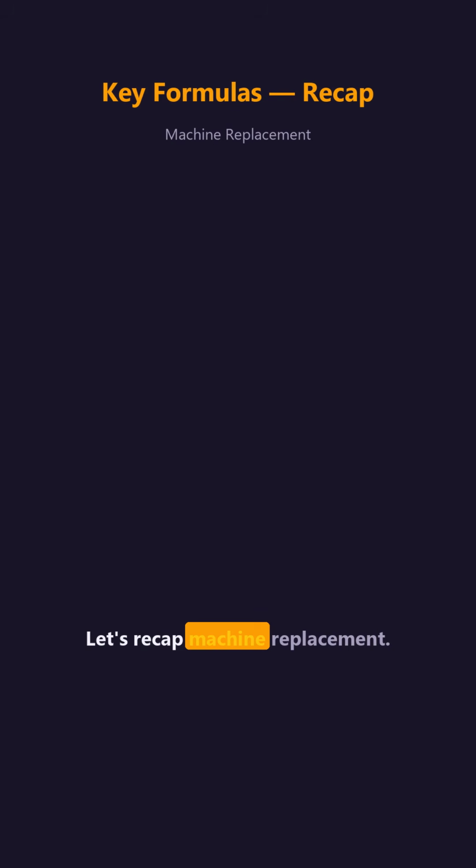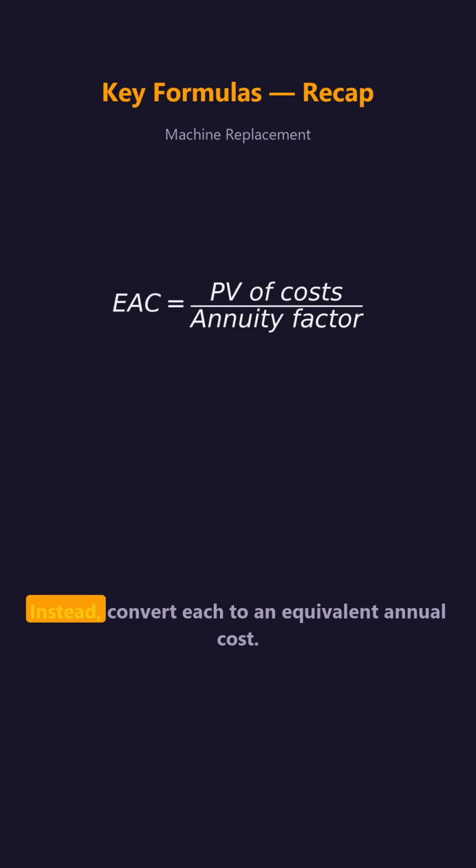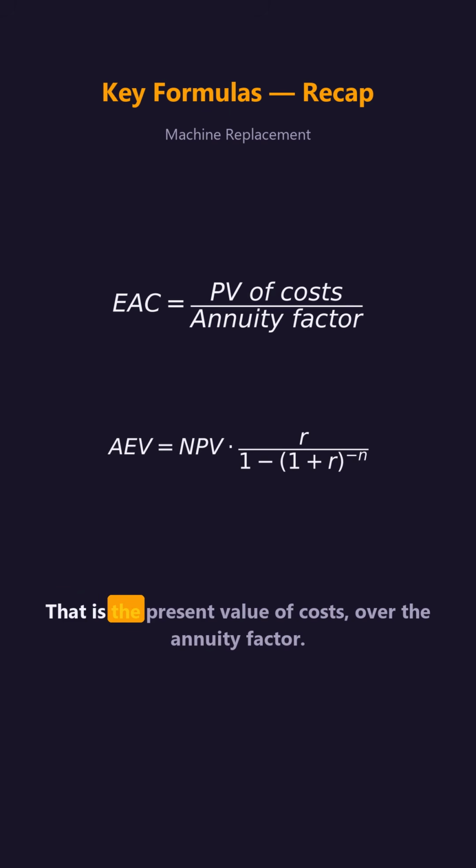Let's recap machine replacement. You cannot compare assets with different lives by their totals. Instead, convert each to an equivalent annual cost. That is the present value of costs over the annuity factor. The asset with the lowest annual cost is the best choice. And the same method finds the best time to replace.